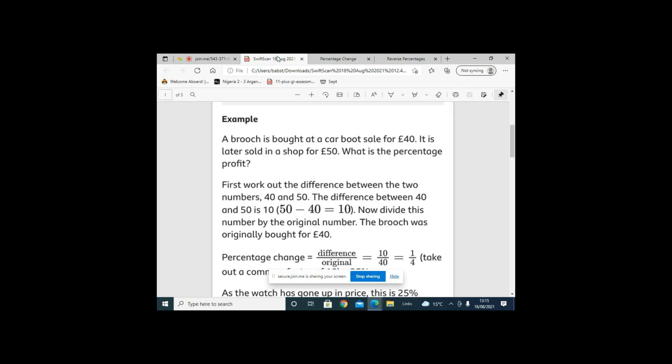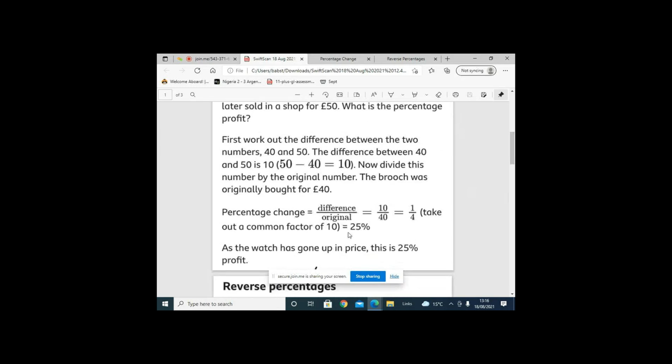I told you earlier that the original amount is the amount before the increase. So it was £40 before, but was now sold for £50. So £40 is the original amount. You divide 10 by 40, then you multiply by 100. 10 divided by 40 is a quarter, that's 0.25. Multiplied by 100 is going to be 25%. So 25% is the percentage profit. That means you have made a profit of 25%.